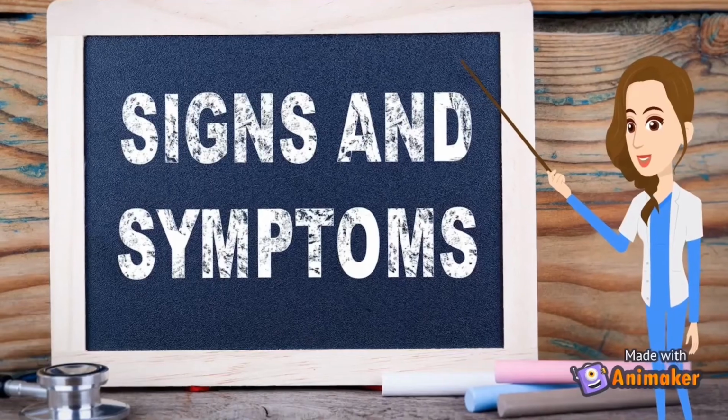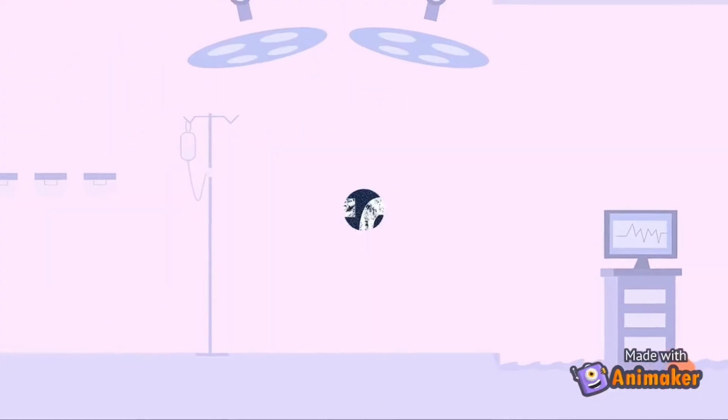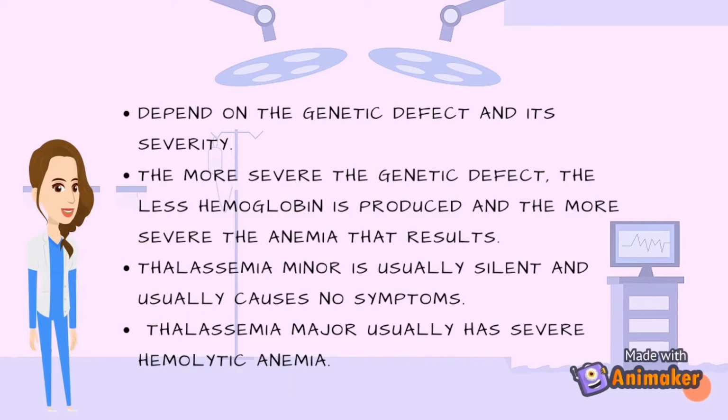Okay, next is signs and symptoms of thalassemia. The symptoms of thalassemia depend on the genetic defects and its severity. The more severe the genetic defect, the less hemoglobin is produced and the more severe the anemia that results. Thalassemia minor is usually silent and usually causes no symptoms. If it does, the most common symptom is mild anemia. Thalassemia major usually has severe hemolytic anemia.